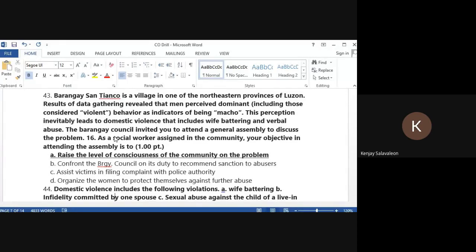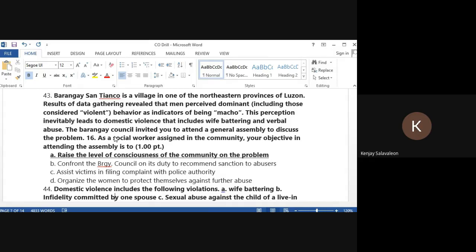Let's look at letter B. Confront the Barangay Council on its duty to recommend sanction to the abuser. In a General Assembly, that is not what happens, unless it is a legislative meeting. Letter C, assist victims in filing complaint with the police authority. Assisting victims is possible, but on another platform, maybe in the barangay, or a report or rescue. But the context here is during the General Assembly. And D, organize women to protect themselves against further abuse. That is your further intervention once you raise the level of consciousness, because it is seated within the culture of machismo. So you make the people aware of this cultural manifestation of violence.